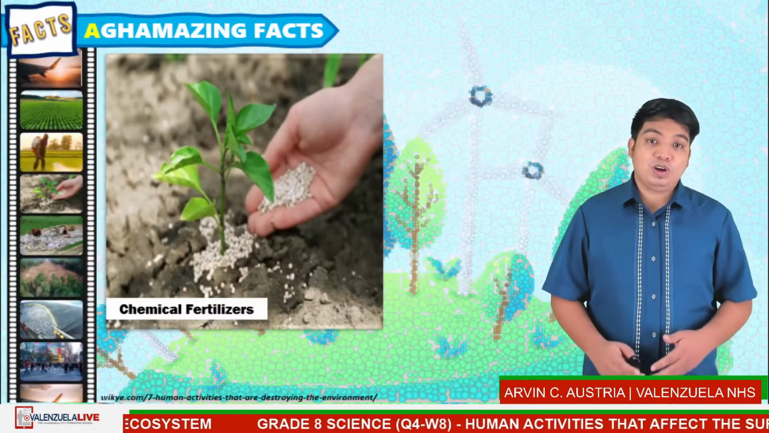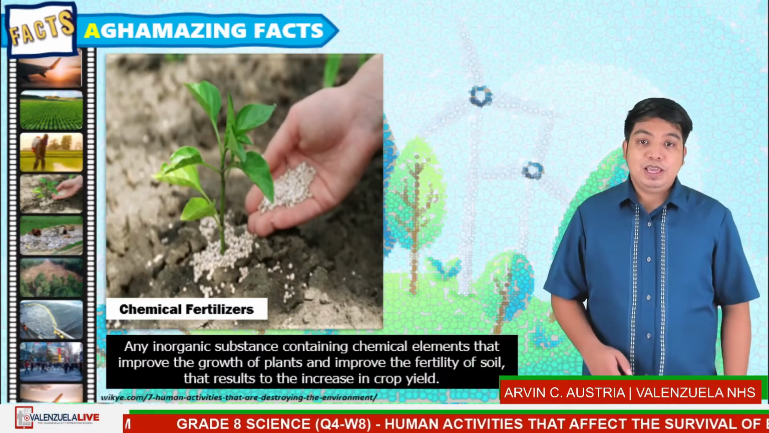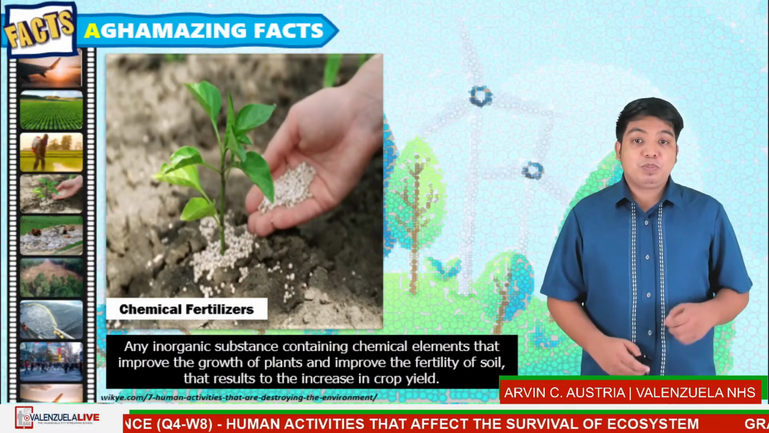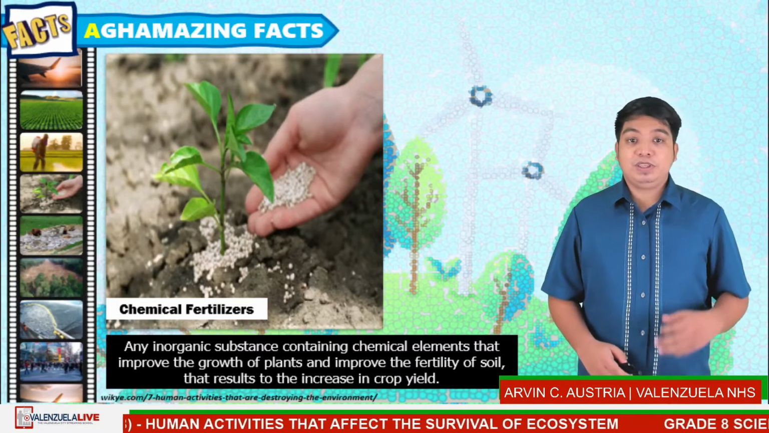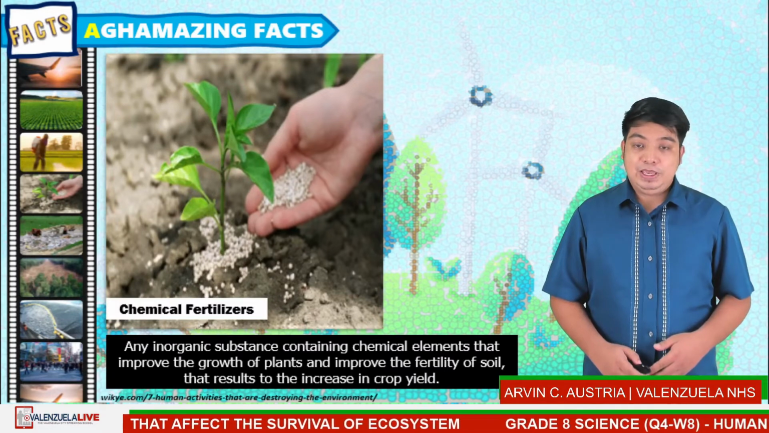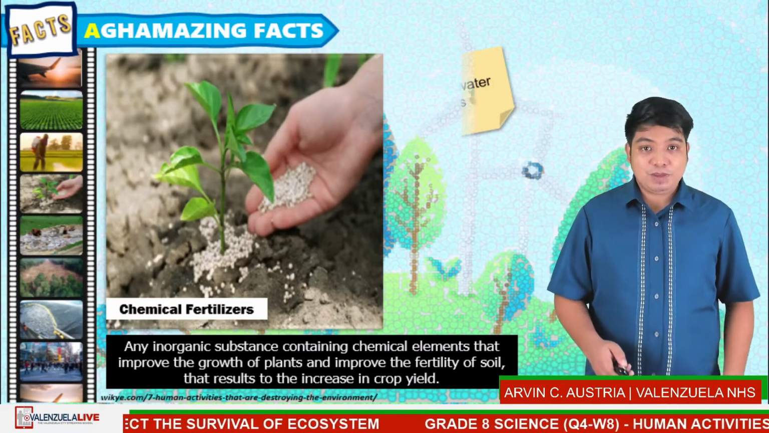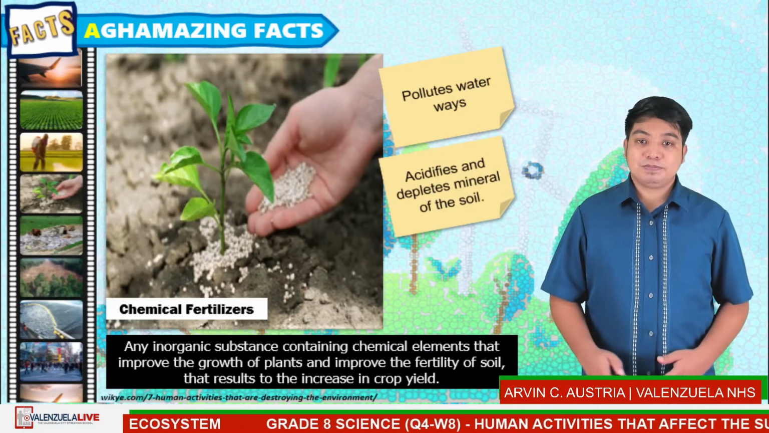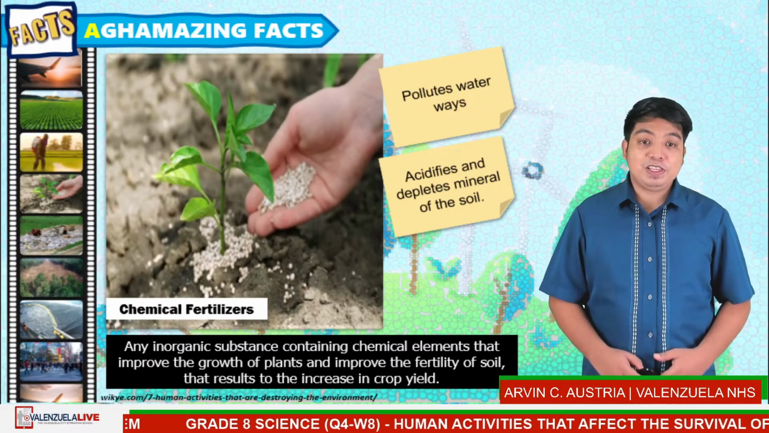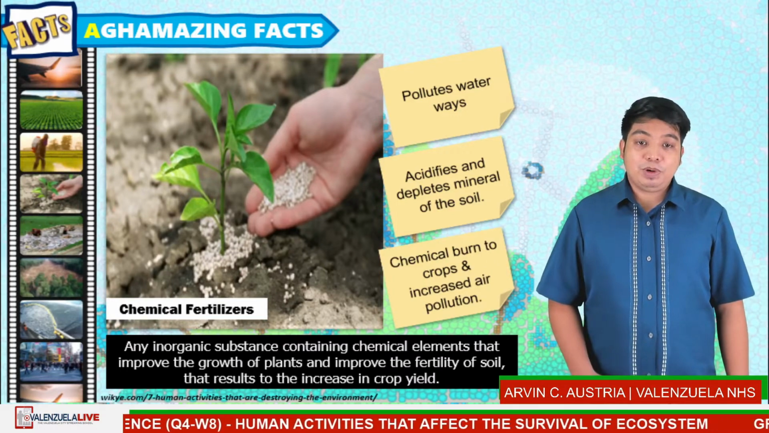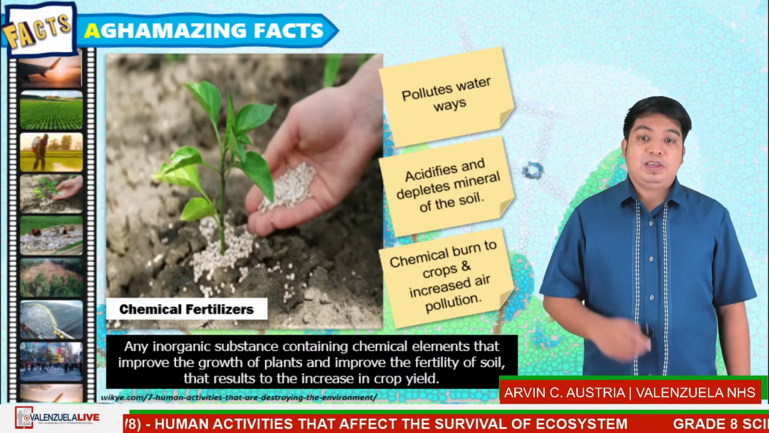Third is the use of chemical fertilizers. It is any organic substance containing chemical elements that improve the growth of plants, fertility of the soil, and increases crop yield. Its negative impacts on the ecosystem are the following. Pollutes waterways. Acidifies and depletes minerals of the soil. And chemicals burn crops and increase air pollution.